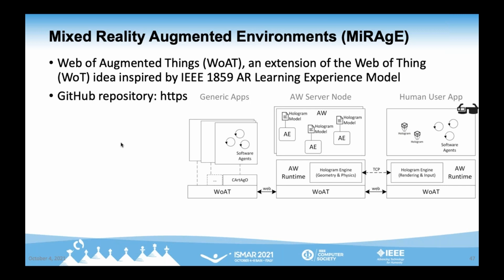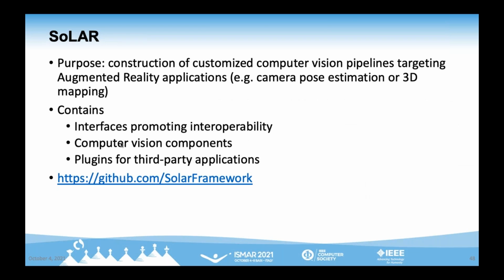So the Mixed Reality Augmented Environments, Mirage, comes from the same group that worked on the ARLM specification. That's the IEEE 1859. It uses the same concepts as the Web of Things, but now it's the Web of Augmented Things. And it's being worked on. Mirage is an open source implementation, and so that's available on GitHub, and you should look at that and download the different libraries and attempt to compile those and make your own example applications.